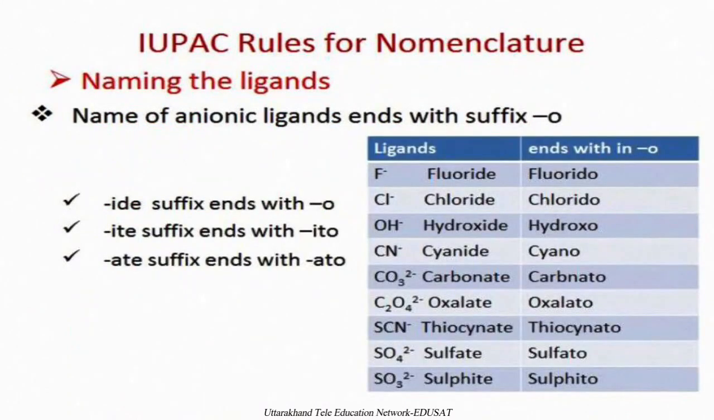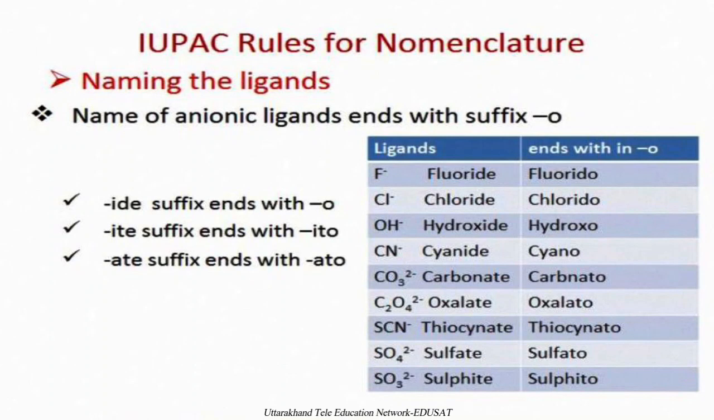Now, how can we name the ligands? We name the ligands according to the suffix we have fixed for their type. The naming of the ligand: names of anionic ligands end with the suffix O. For example, if we have an anionic ligand in the form of fluoride, then E should be replaced with O. If chloride, then chlorido. If hydroxide, then hydroxo. If cyanide, then cyano.